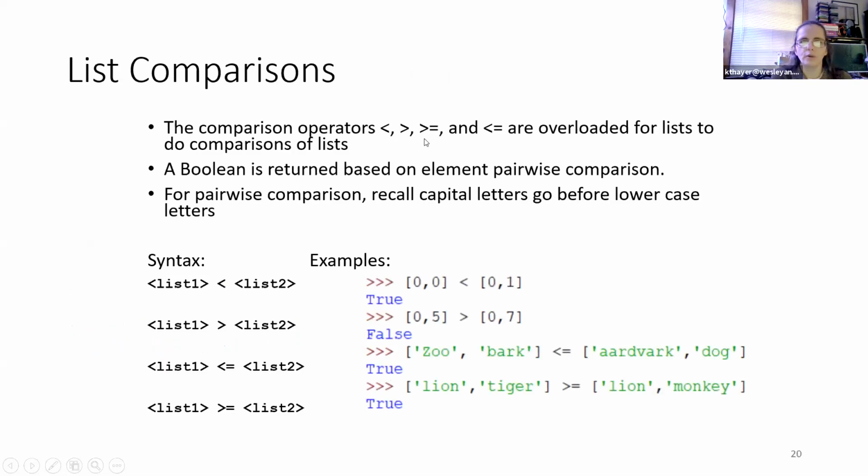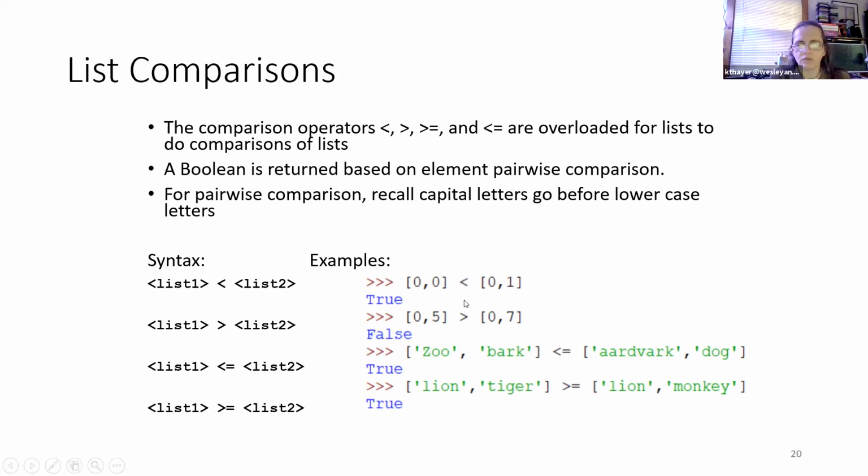List comparisons. The comparison operators that we've seen before, less than, greater than, equal to, or less than or equal to, are overloaded for lists to do comparisons of the lists. A Boolean is returned based on the element pairwise comparison, so we're expecting true and false. For pairwise comparison, recall that capital letters go before lowercase, and all of that still applies. Basically we're going to compare the items in list 1 and list 2. Again, we should think of these as comes before for less than, or comes after for greater than, to help us understand how this would go.